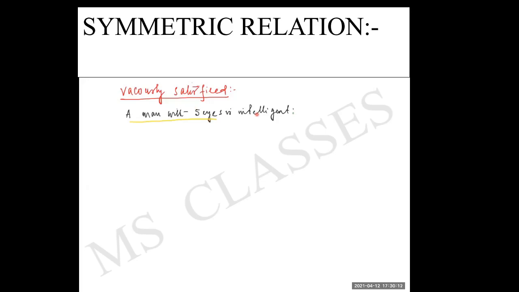So to prove this statement wrong, at first you have to get a man with 5 eyes. Then you can prove that he is not intelligent or something like that. At first, you have to get a man with 5 eyes. Then only you can say whether he is intelligent or not. But you will not get a man with 5 eyes. So there is no question of proving this wrong. When you cannot prove something wrong, you have to accept that it is correct. Like I give you another example.